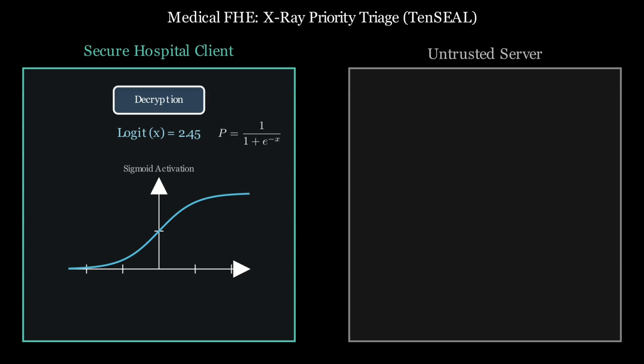On the screen, we plot the sigmoid activation curve. The horizontal axis represents the raw logit values, while the vertical axis mathematically compresses these values into a strict probability range between 0 and 1.